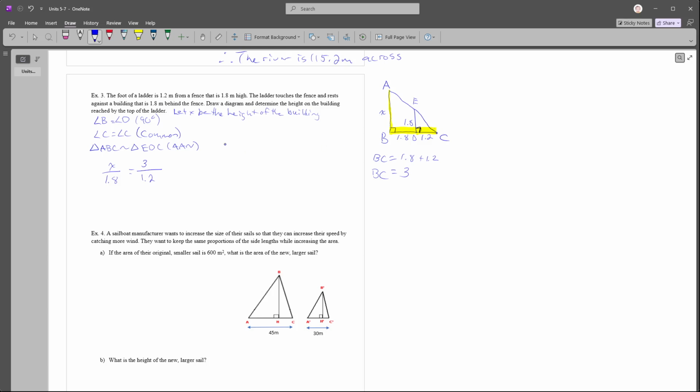And what do we do here? We cross multiply like we always do. 1.2x is equal to 3 times 1.8. So what is that? 5.4. And now I isolate for x, so I divide both sides by 1.2. And we end up with x is equal to 5.4 over 1.2. Or more simply put, x is simply just equal to 4.5 meters.